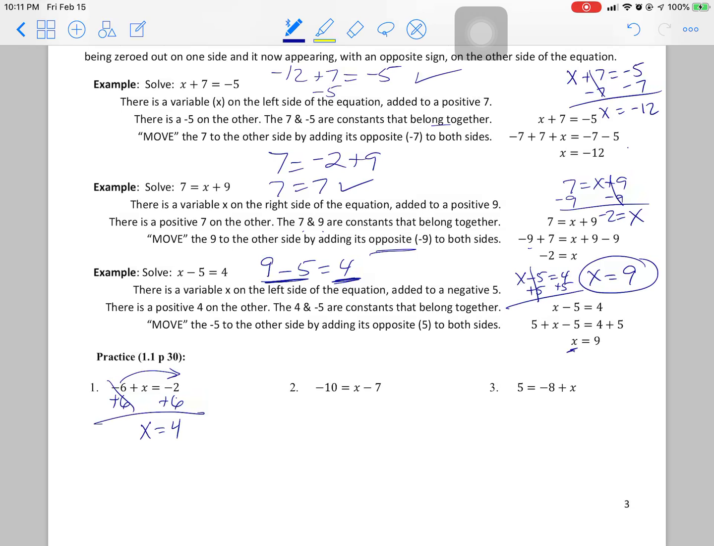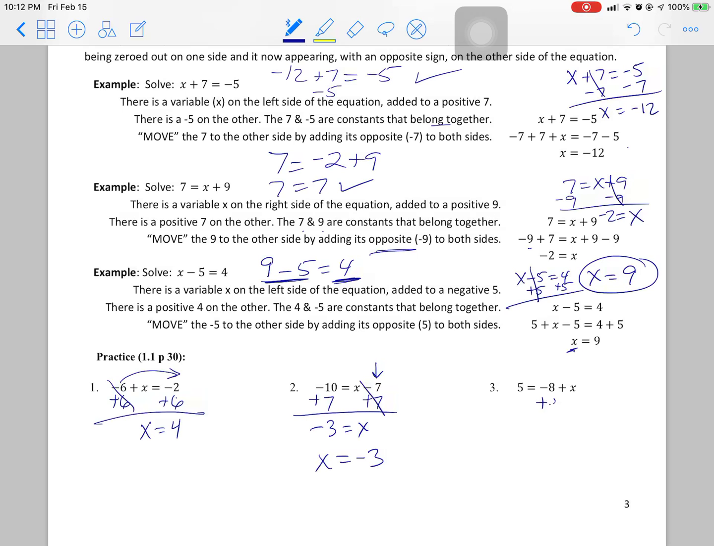Okay, let's see. What is the problem here? This has to go. We need the x alone on one side. So we're going to add its opposite. And whatever we do to one side, we do the other side. And it bothers some people to have it backwards, but that's the same as that. I don't care which way I get it. I understand it.